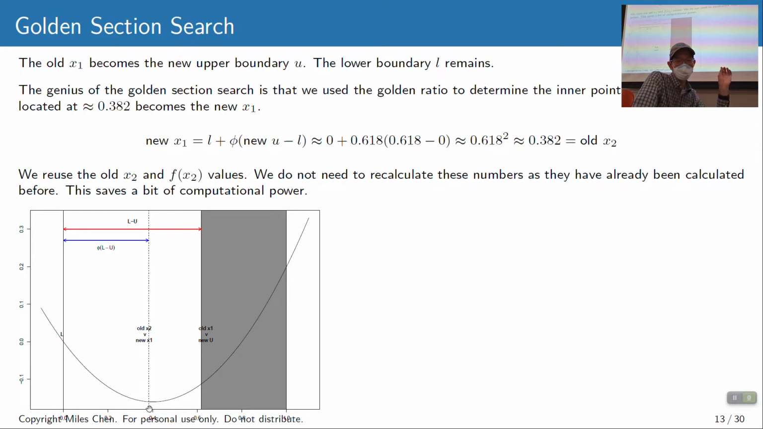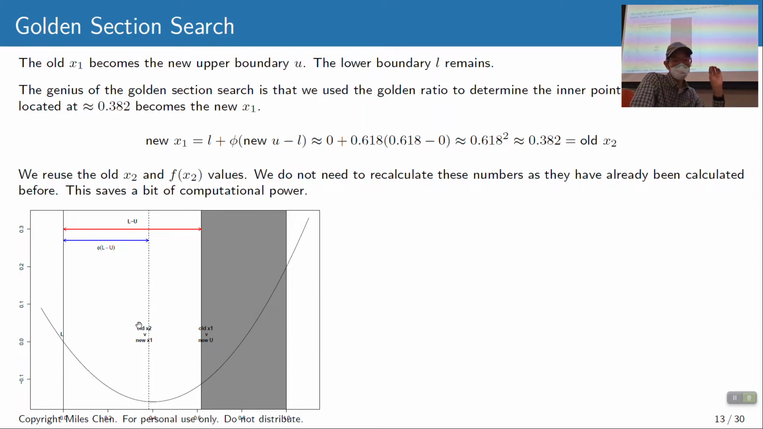0.382 is the same as 0.618 squared. So this is now 0.618 of the way up to 0.618, which is now my new upper bound. So my new upper bound is 0.618, and this point is now 0.618 of the way to 0.618, right?